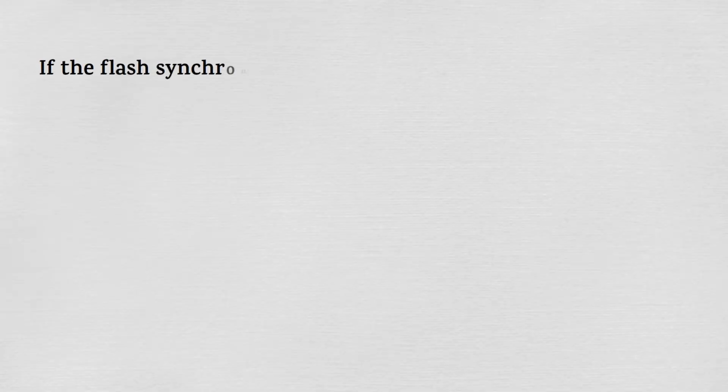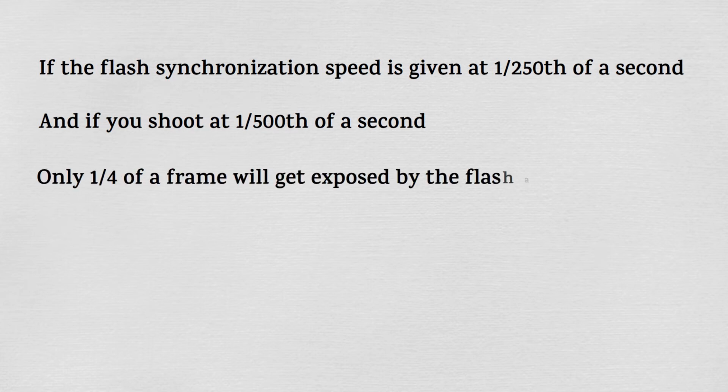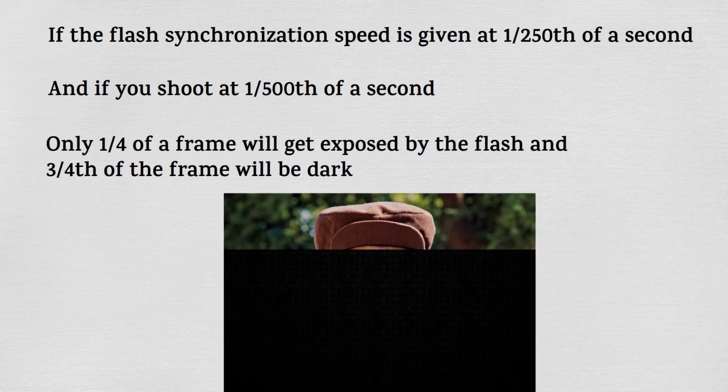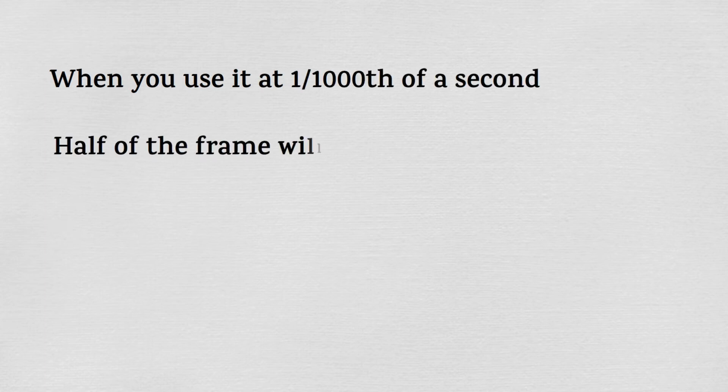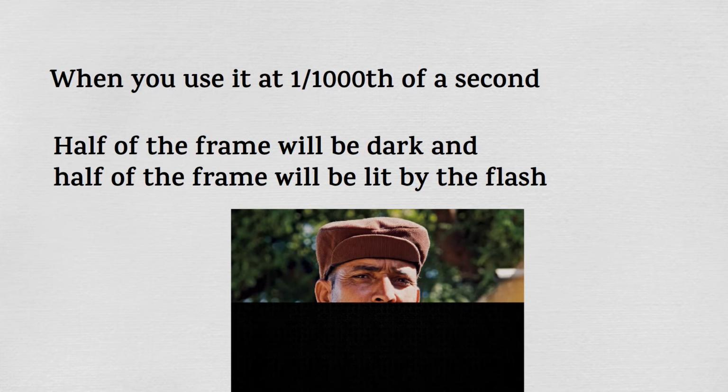For example, if the flash synchronization speed is given as 1/250th of a second, if you shoot at 1/500th of a second, only a quarter of the frame will get exposed by the flash and 3/4 of the frame will be dark. When you use it at 1/1000th of a second, half the frame will be dark and half the frame will be lit by the flash. So, you should not use the flash at a faster shutter speed than what is given in your camera manual.